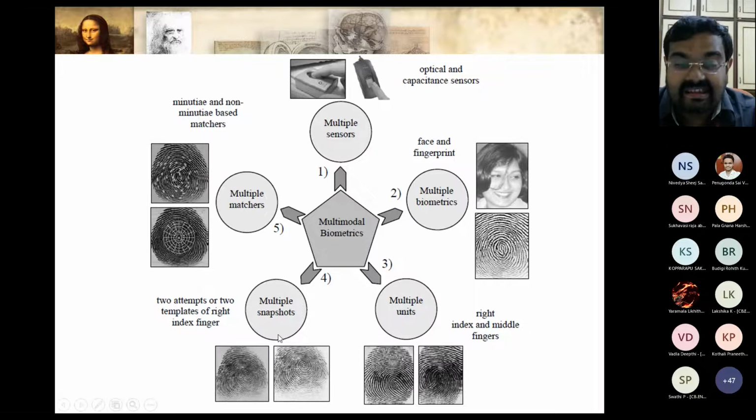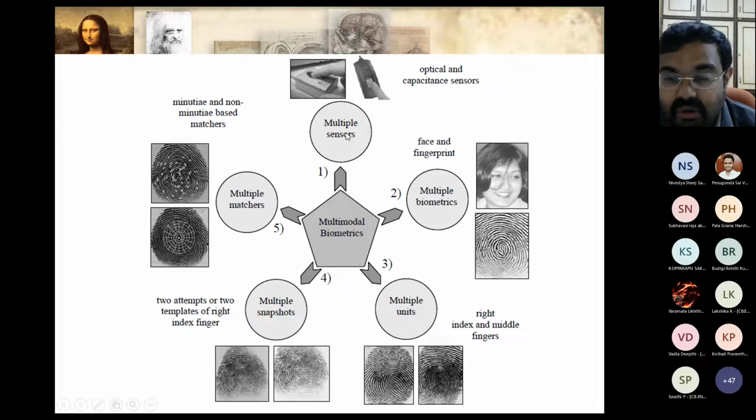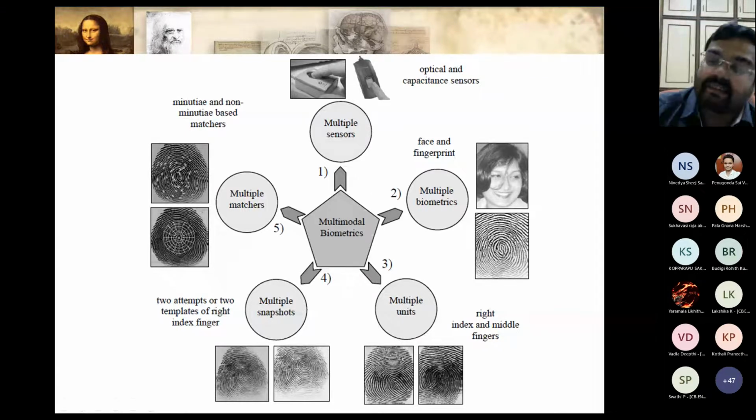Multiple snapshots of the same biometric is also possible. You take one biometric from one angle, and you can take another snapshot from another angle. Multiple sensors you can use for biometrics. Different sensors, like a pressure sensor and a temperature sensor, or an optical sensor and a capacitance sensor. You can have different types of sensors also.